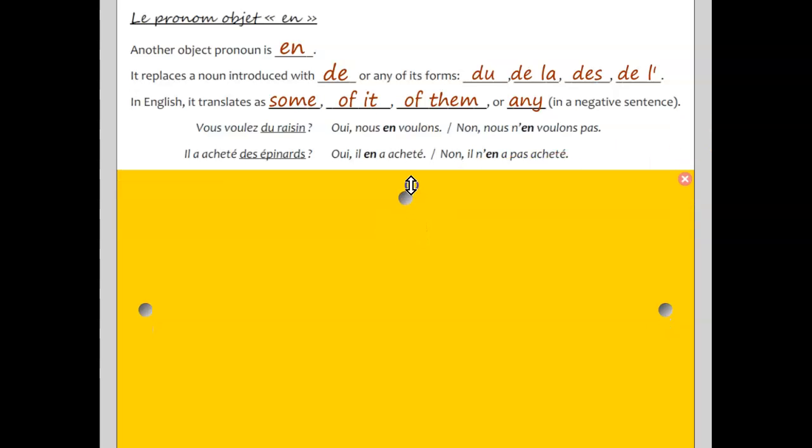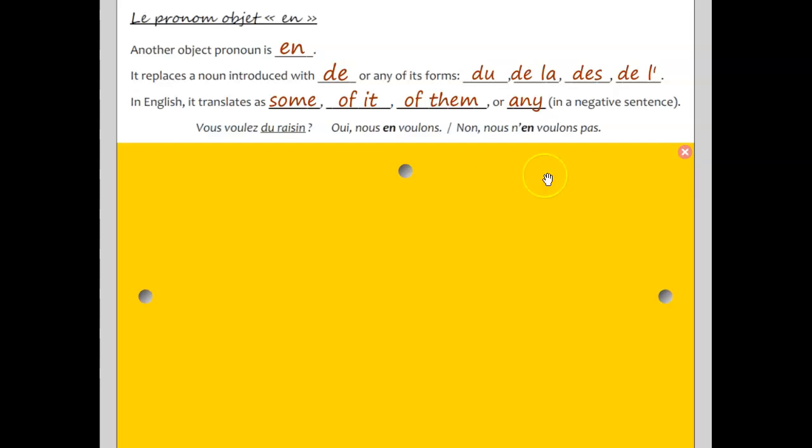So let's look at some examples. We're going to go one at a time. First example, vous voulez du raisin? Do you want some grapes? Oui, nous en voulons. Yes, we want some. Non, nous n'en voulons pas. We would translate it as no, we don't want any. In this case, the en means any.